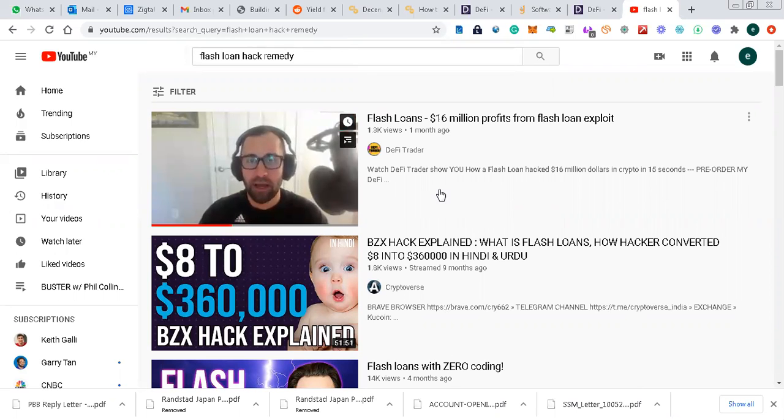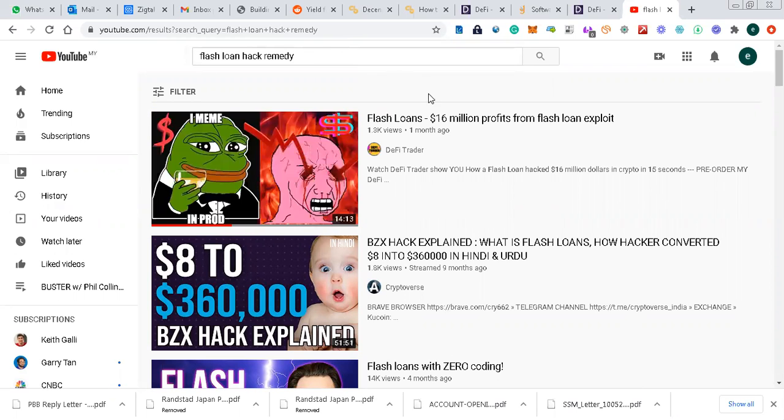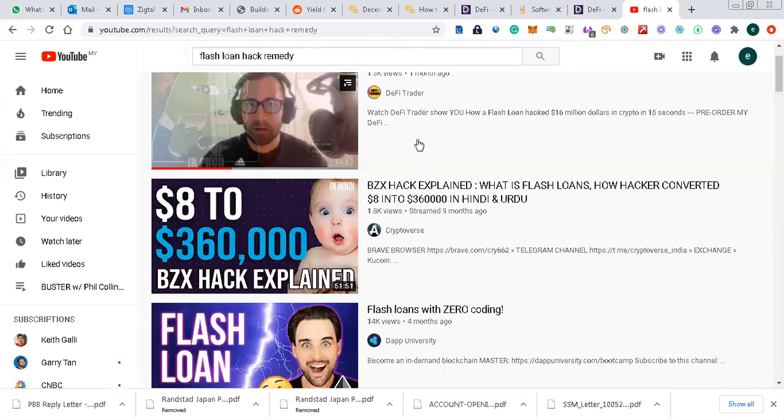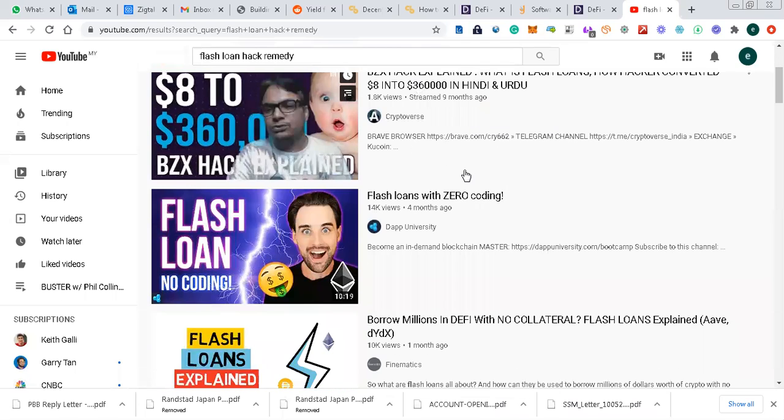So what basically is a flash loan? You can look this up in YouTube. A flash loan is where you can borrow from a pool of lenders, and then you can borrow any amount of money, a huge amount of money. Currently, only developers can do that because you need to know how to write a smart contract, and that is within the language called Solidity.